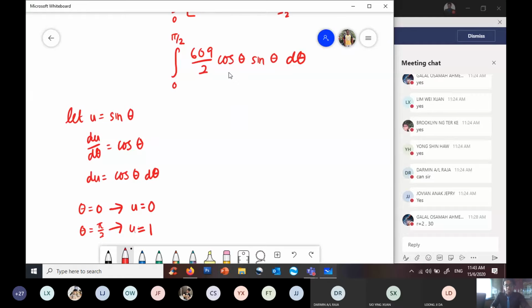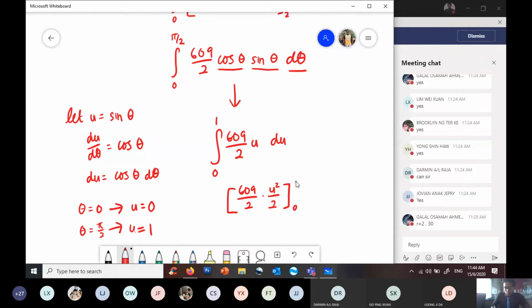So now by using this substitution, let's transform everything here. So my limit is from 0 until 1. 609 remains 609 over 2. The sine theta part becomes u. The cos theta d theta part becomes du. So there you have it, a way simpler integral. If you solve this, it's going to be 609 over 2 times u square over 2. I just integrate the u, put in 0 and 1. What did I get? I get 609 over 4. So this is what I got.